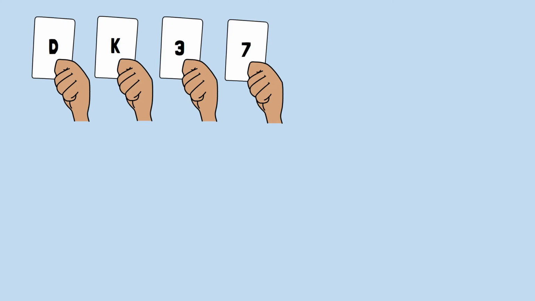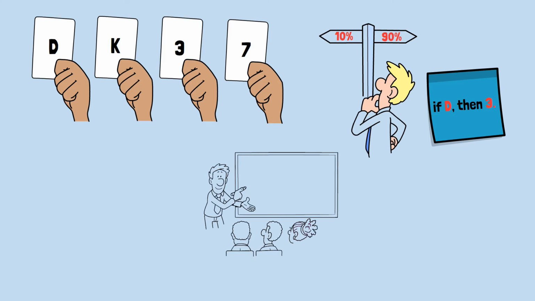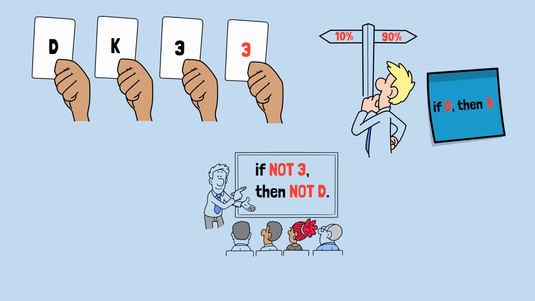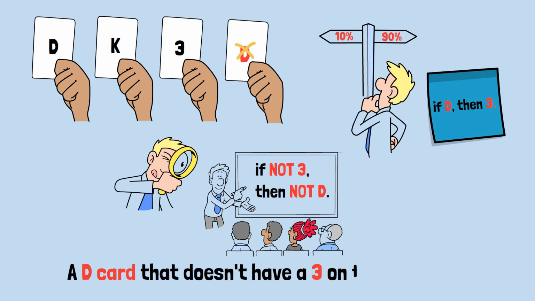Finally, we arrive at the 7 card, and here's the twist that separates the 10% from the 90%. Our rule states, if D, then 3. Now consider the logical contrapositive of this statement. If not 3, then not D. The number 7 is definitively not 3. Therefore, if we're looking at a card with 7 on it, the back absolutely cannot have a D, or else the rule is broken. This is why we must check the 7 card. If we flip it and find anything other than D, we're good. But if we flip it and discover a D, we've caught a rule violation, a D card that doesn't have a 3 on the other side.